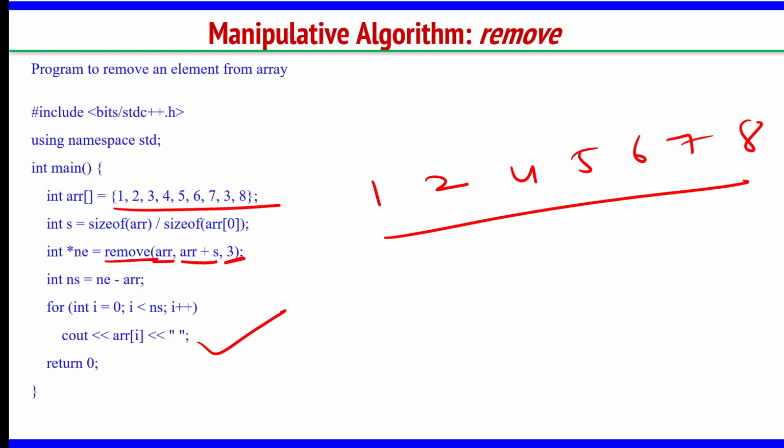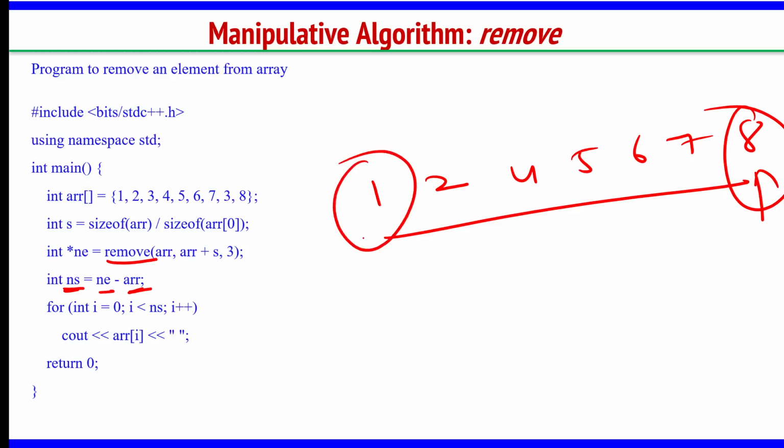But since I am removing, I am maintaining a pointer here, because it is returning a new location. Okay, it is returning a new location, NE, that is what it is saying here. So, NS is one new variable, NE minus ARR. So, this address minus this address we are subtracting. Why? See the very important point, remove is actually returning the last element's address, not the first element. I know the first element address, you subtract this, you get the number of elements in between, right. So, that is the logic of remove.